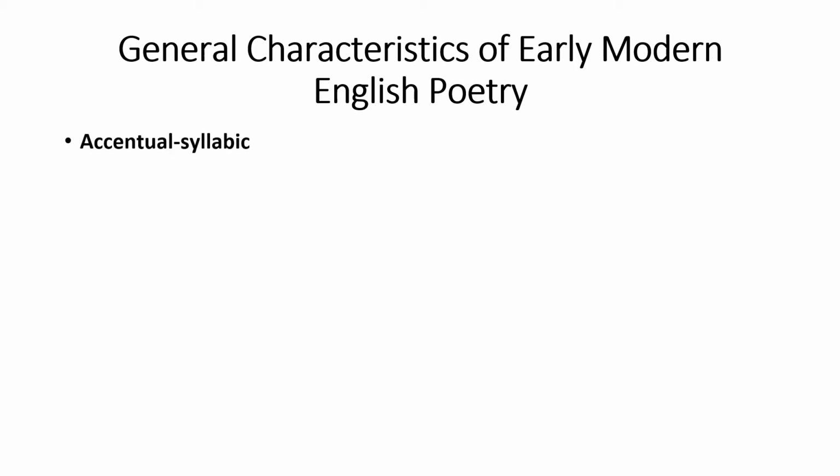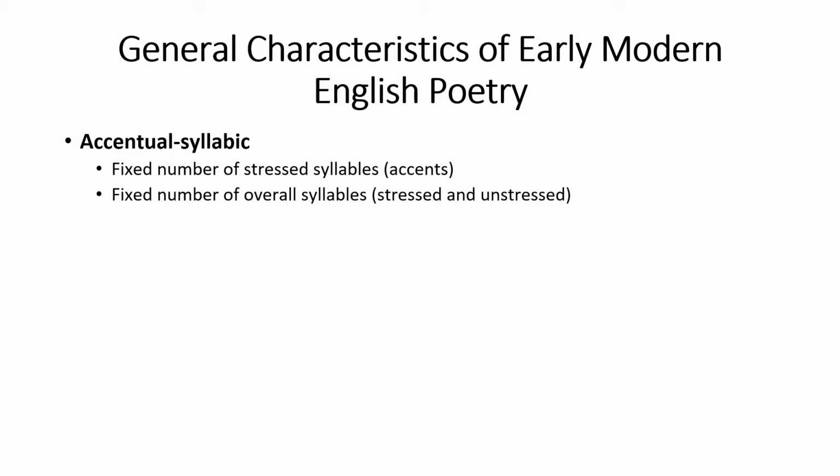Early modern English verse is characterized as accentual syllabic, which means that there are a fixed number of stressed syllables, or accents, and a fixed number of overall syllables, stressed and unstressed. For example, the word party has 2 syllables and 1 accent. Party, 2 syllables. Par is where we stress. That's the accent. Party, 1 accent.